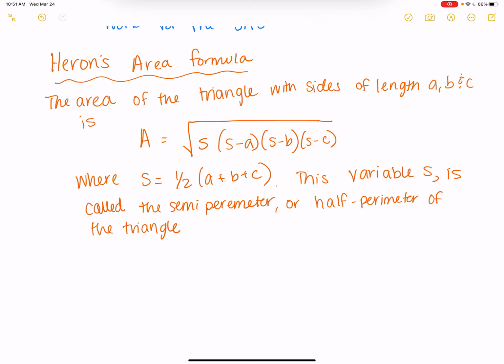So I think because there's not a ton of time, we'll just do a couple area problems for today. Kind of start out easy, and then we'll do the law of cosines after that.